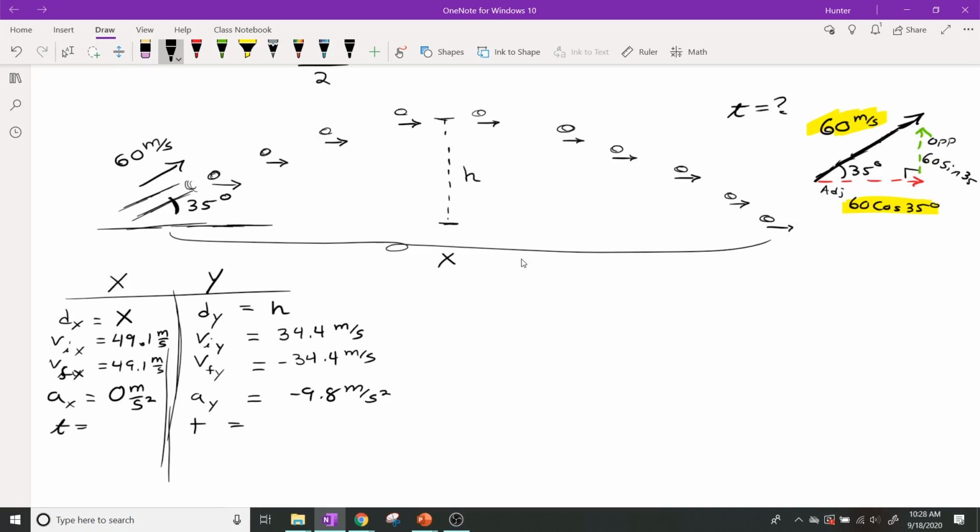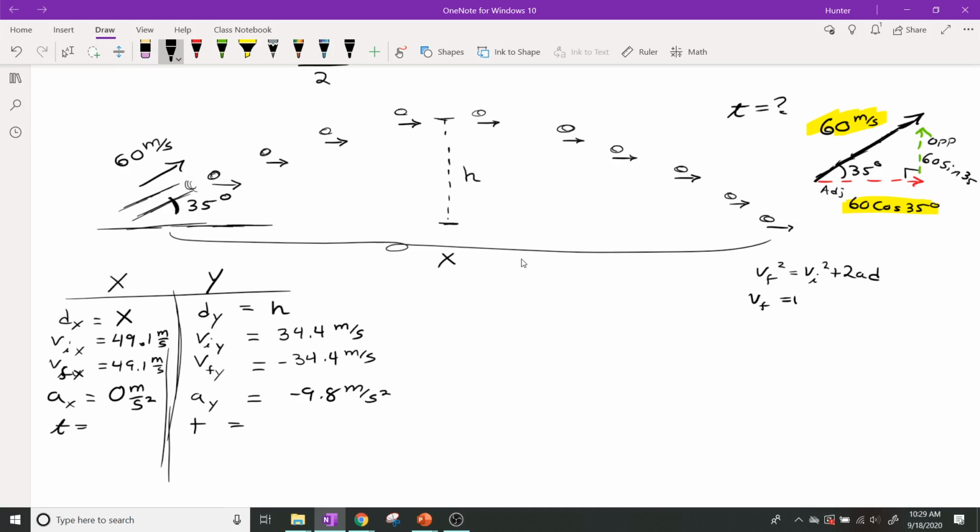Let's see what we can do. On the left side, it's just distance over time. Can we do anything with that so far? We don't know distance and we don't know time, so it looks like trying to find time is going to be important to us. All right, VF squared equals VI squared plus 2AD.